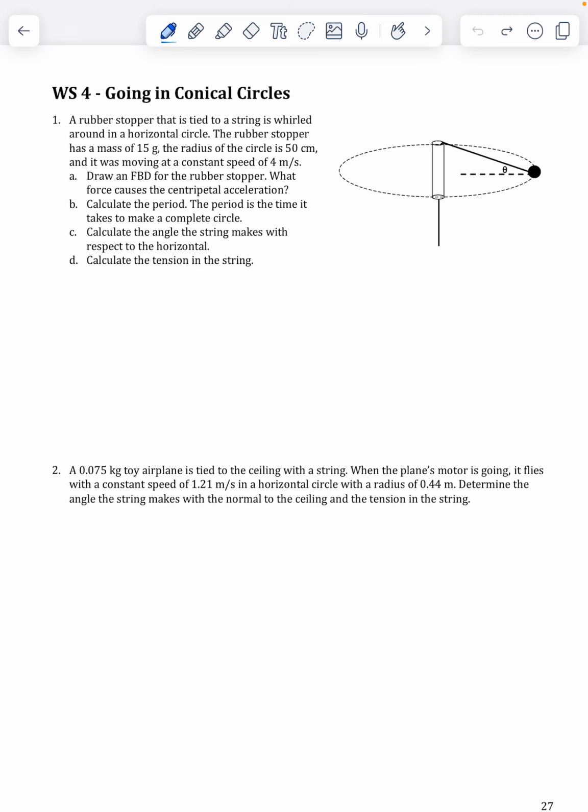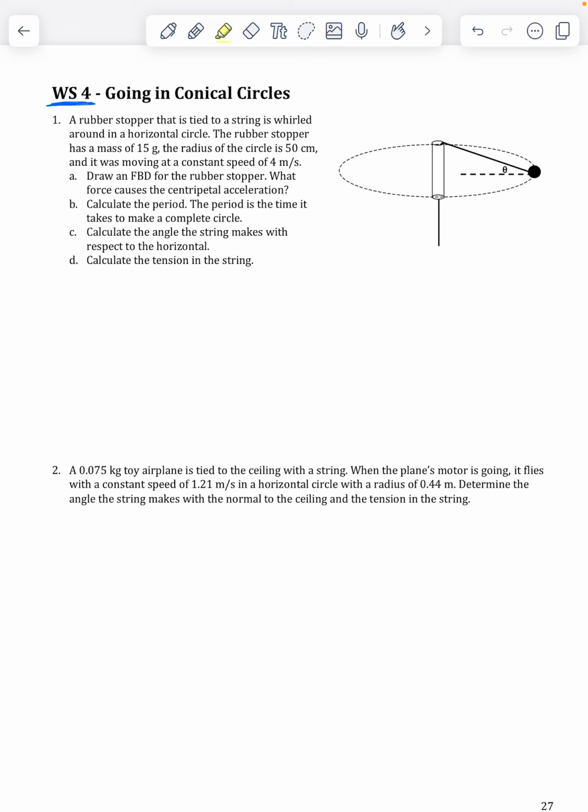So if you can, please take out your packets and follow along taking notes on worksheet 4. We're going to do number 1 together. This problem is a rubber stopper that is tied to a string and whirled around in a horizontal circle. That's what you see in this picture over here. It is a horizontal circle, but we can also see there are some vertical components. There's an angle given, so we're going to have to worry about some stuff there. And then we're given some information.